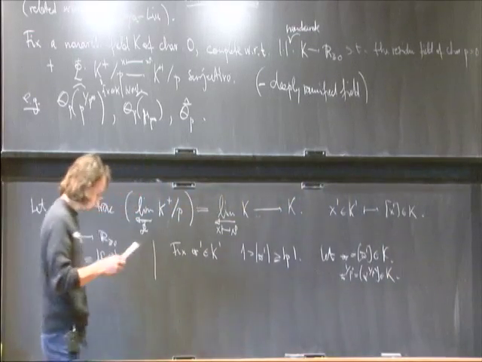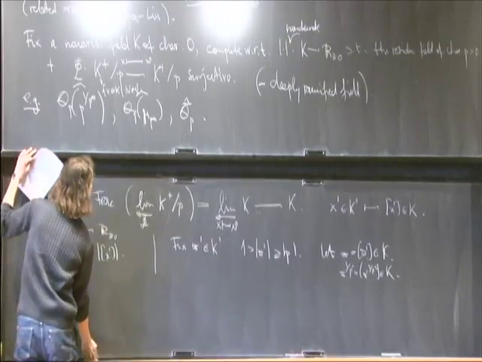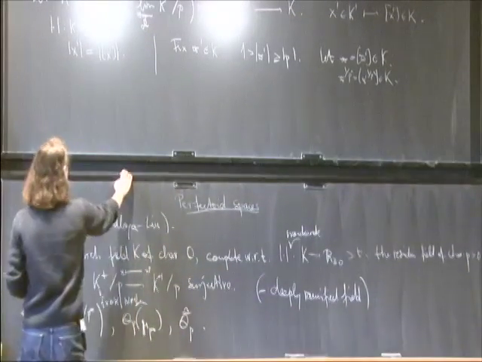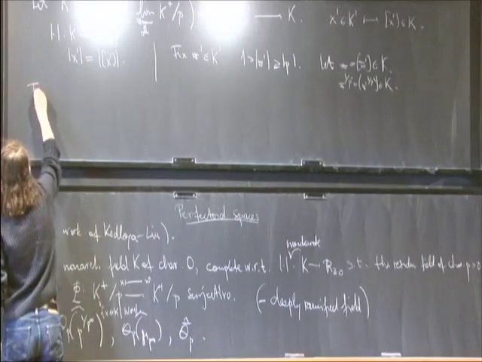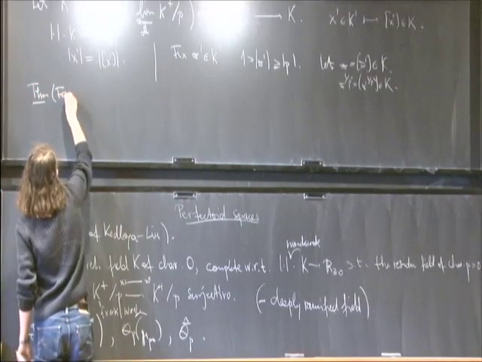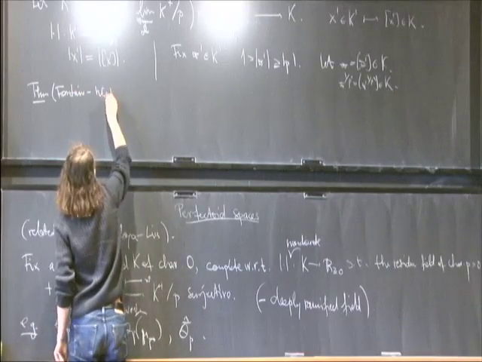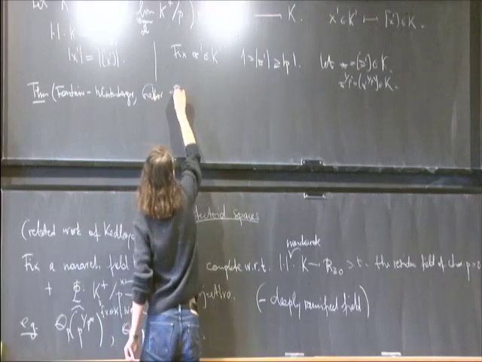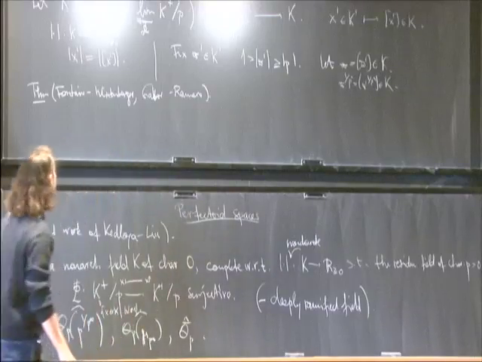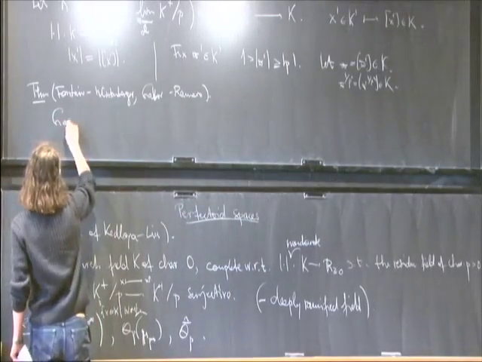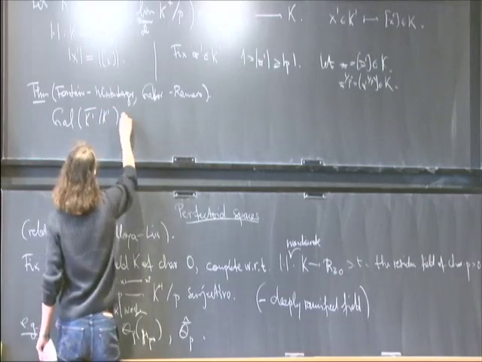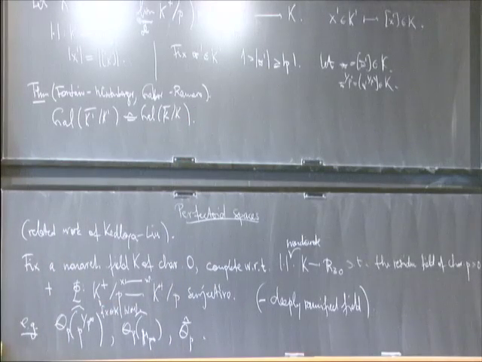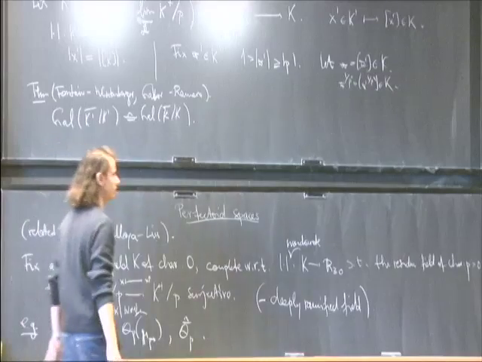Okay. And in this situation, we have the following theorem, which in some cases was first proven by Fontaine, Wintenberger, and Berger, and is in general then due to Gabber and Ramero, which says that we have a canonical isomorphism between the absolute Galois groups of these two fields.